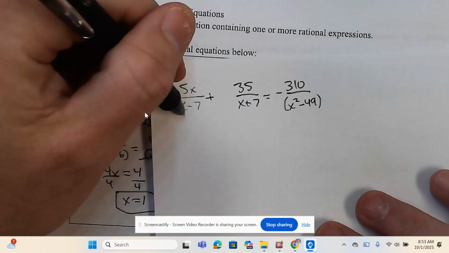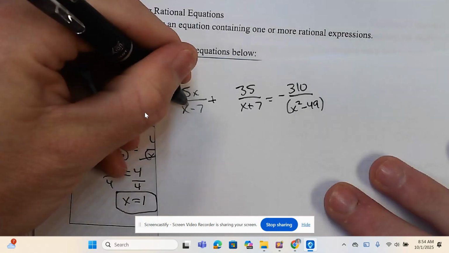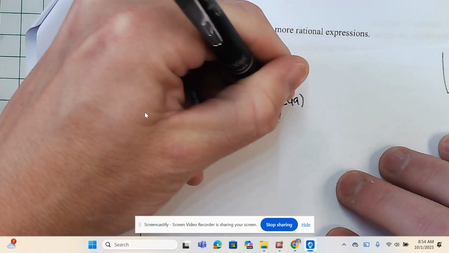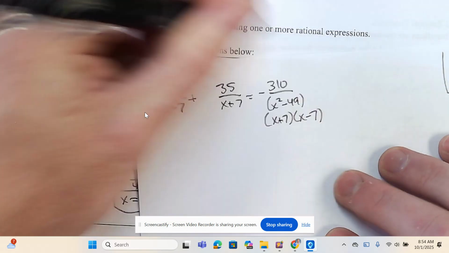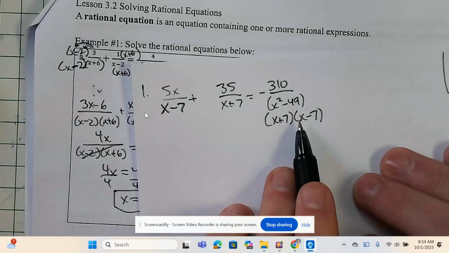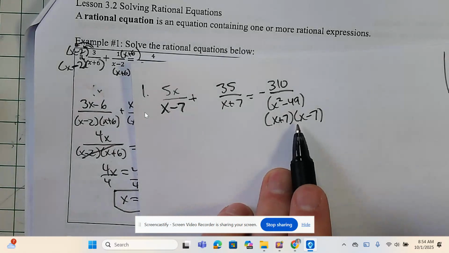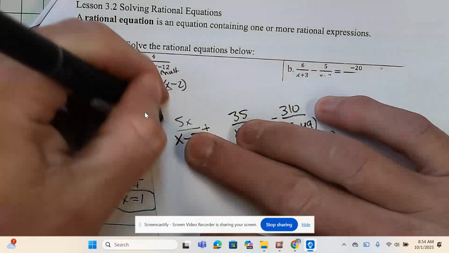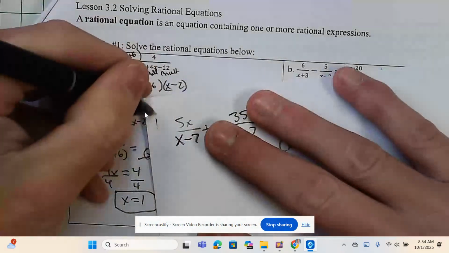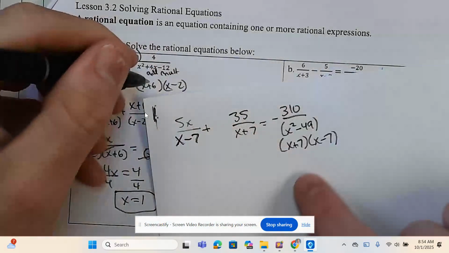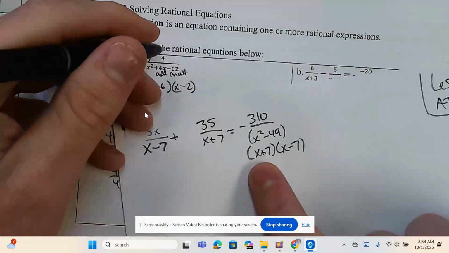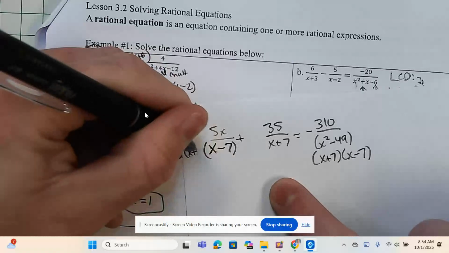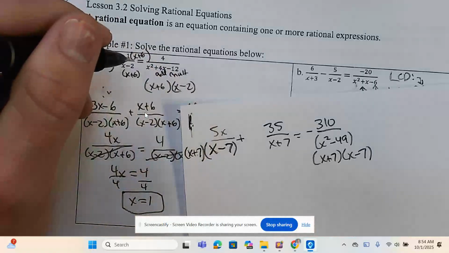You want to try to factor on the bottom if you can, because that will help you establish your least common denominator. How does x squared minus 49 factor? X plus 7, x minus 7. So you're going to have a difference of 2 squares there. Okay. I did not leave myself enough space here. Okay, 1. So what does this first one need that this one has? X plus 7.